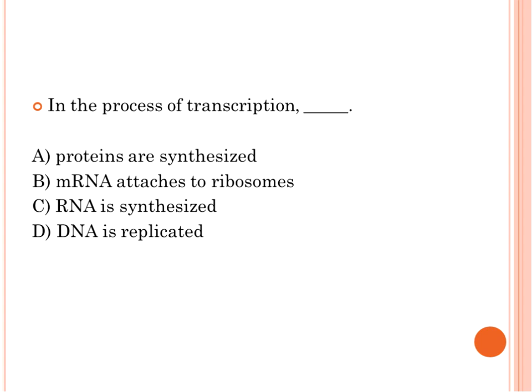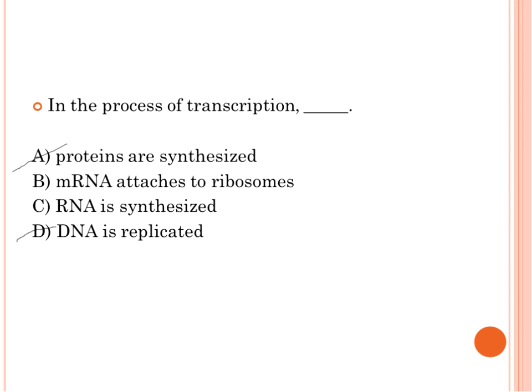Okay, let's go over this. Remember, transcription and translation together make proteins. So this one A would be right if it said in the process of transcription and translation, what happens? Well, yeah, proteins are synthesized. The transcription, that's only part one, so the protein is not made yet. DNA replicated? No. Remember, that's just DNA replication. So we don't make another copy of DNA during transcription.